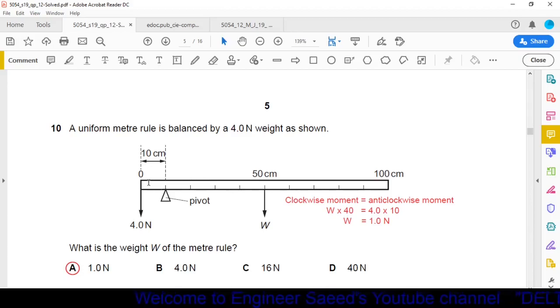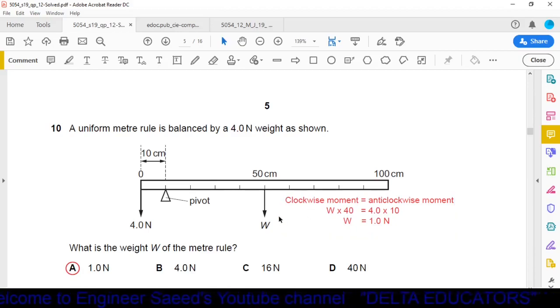Why 40? Because from 0 to this point the distance is 50, and the pivot is at 10 centimeter from the edge. So we can say the distance from the pivot to the weight W is equal to 40 centimeter. Here we have to find out clockwise moment and anti-clockwise moment. Since the object is in equilibrium, clockwise moment is equal to anti-clockwise moment.